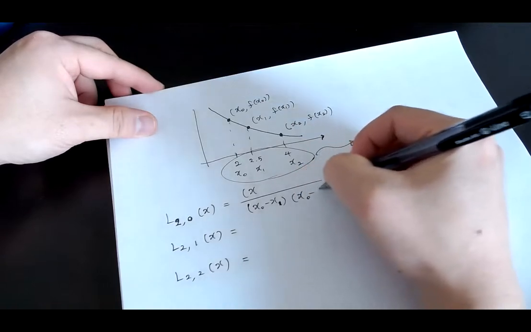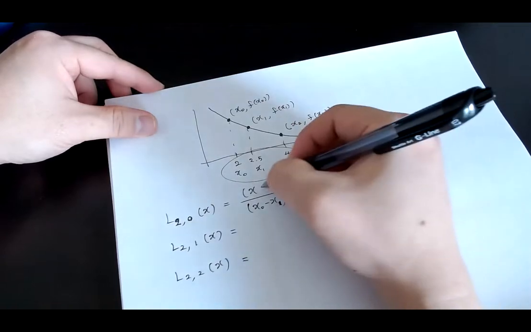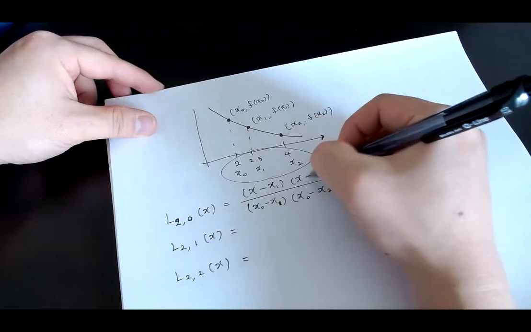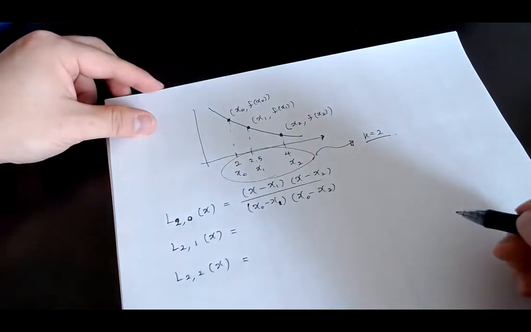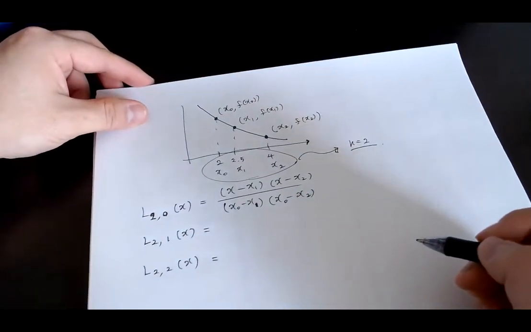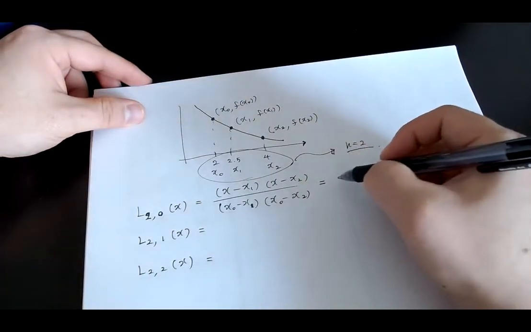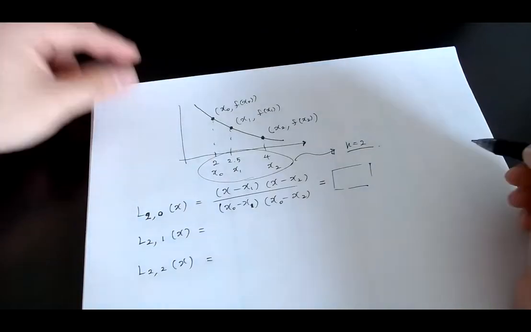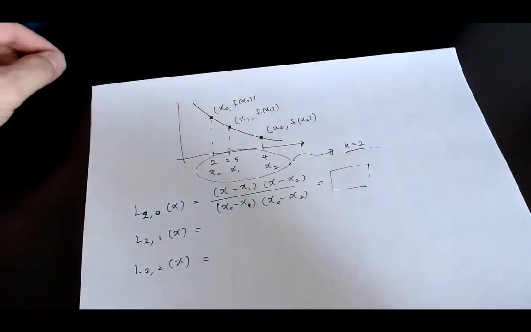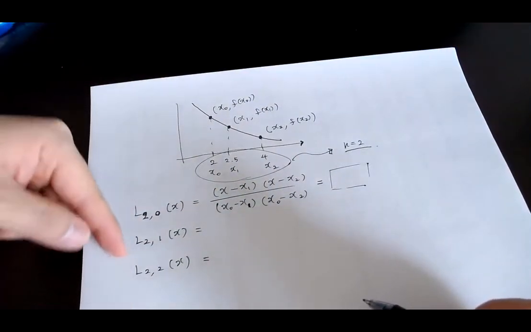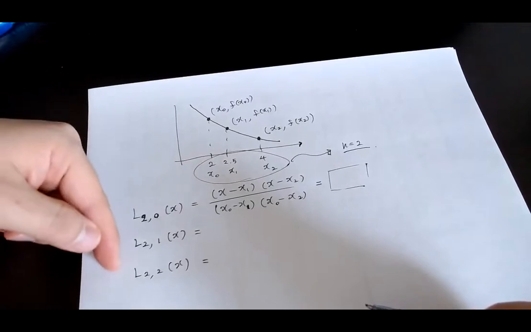And the x naught minus x2. Top one is x minus x1, and then x minus x2. Okay, all right. So the result should be in my lecture note. Look at that, okay? But I want to focus on what these Lagrange interpolating polynomials look like.